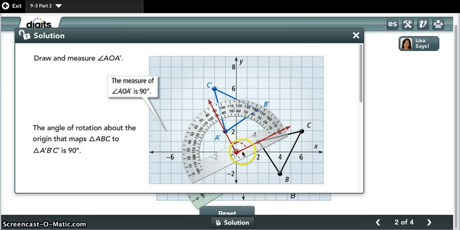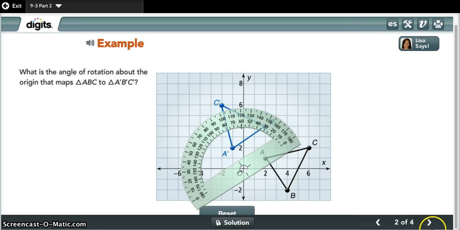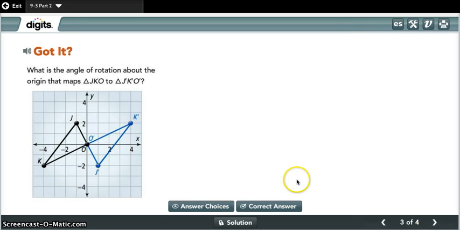So you can see it better here in their image. This red line is the origin to A. This red line is the origin to A prime. And then when you measure this angle, it is exactly 90 degrees. So it's pretty hard to do on a computer, but when you have your paper and a protractor with you, you'll be great.